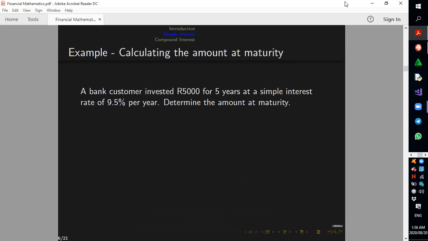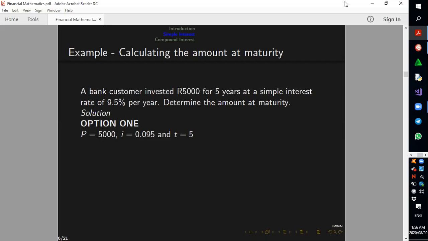Now, this is how we solve this problem. The bank customer invested 5,000 for 5 years at a simple interest rate of 9.5% per year. Determine the amount at maturity. Now, let's go to the solution. There are two options we could use here. Before going to the options, here we do have the principal, which is 5,000. Why is that the principal and not the final amount?